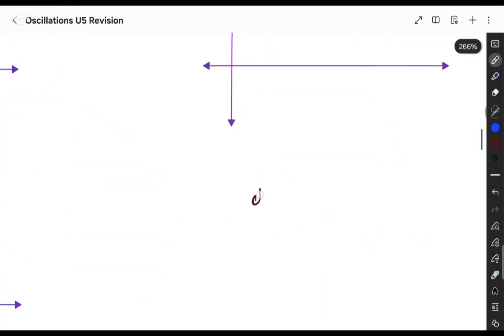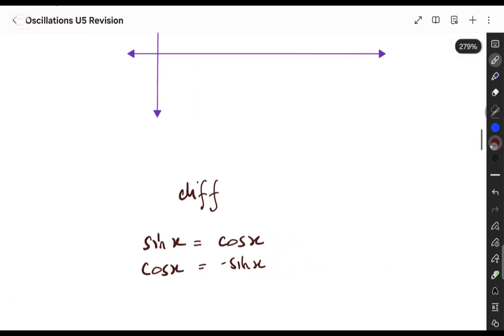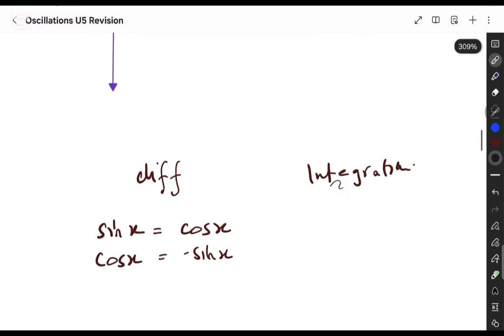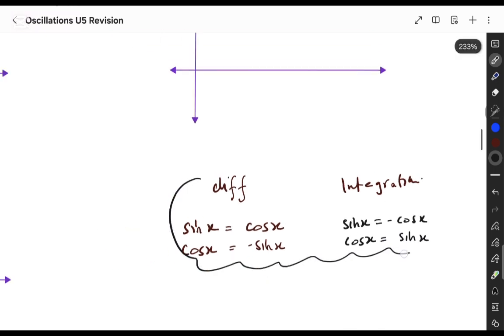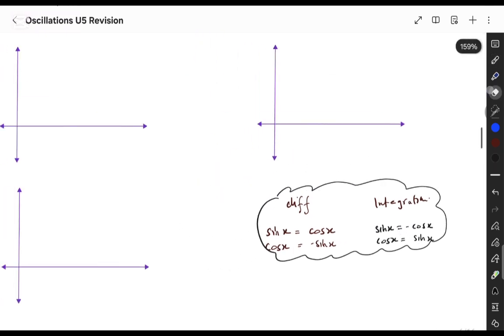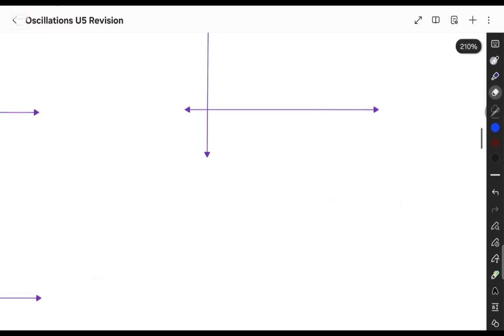Okay. If I'm going to differentiate sin x, I'm going to get cos x. If I'm going to differentiate cos x, I'm going to get minus sin x. Okay? And integration works like this. So if I have my sin x and I integrate sin x, I'm going to get minus cos x. And if I get cos x and I integrate cos x, I'm going to get sin x. Okay? So if you memorize this, your graph should be pretty easy. But if this is a bit difficult, then you can memorize this rule as well.